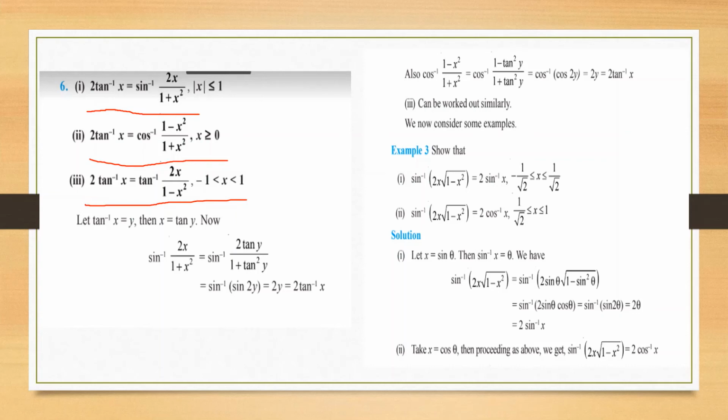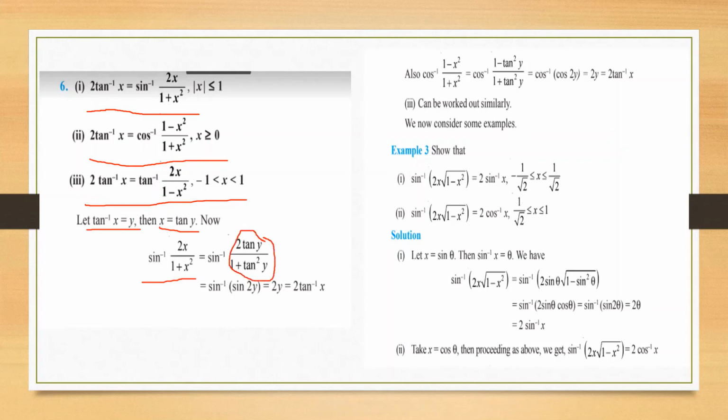Okay, so tan inverse x equal to y, then x equal to tan y. Now take your right hand side, sine inverse 2x upon 1 plus x square. After this substitution it becomes sine inverse 2 tan y upon 1 plus tan square y. Now this is the formula for sine 2y, as I discussed. So sine inverse sine 2y will be 2y, which is equal to 2 tan inverse x.